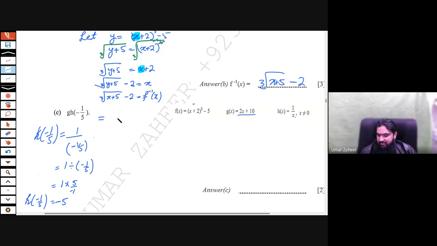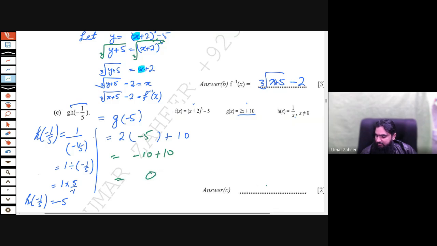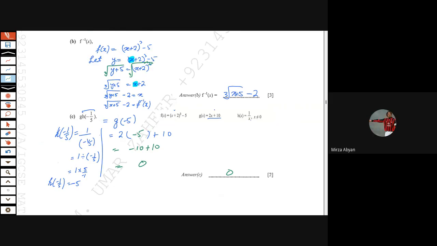Now we have the value of h of minus 1 by 5, which is minus 5. Now we have to apply the g function, and the g function is 2x + 10. At the place of x, we will substitute minus 5. So 2 times minus 5 is minus 10, plus 10. So the final answer is 0. Yes, everyone, any question up to here? No, sir.